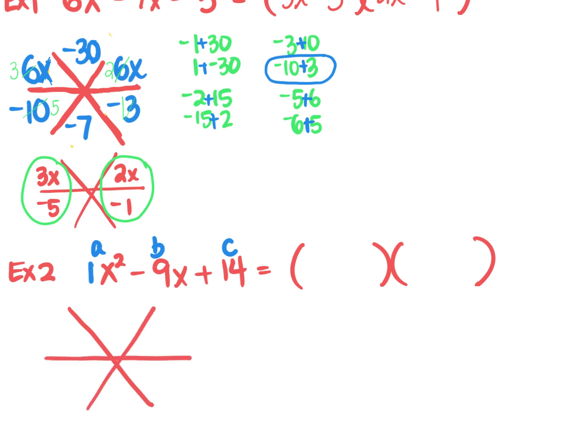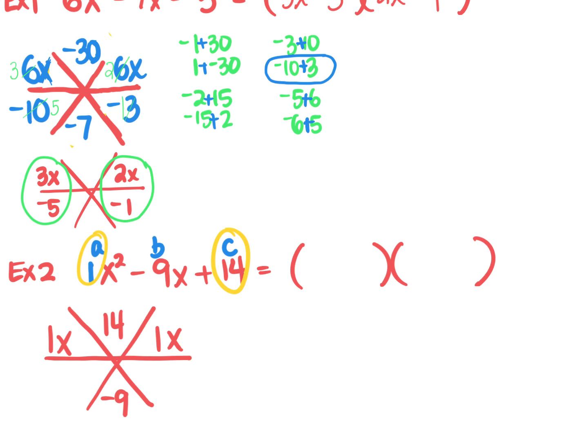And where does the a go first? Well, it's 1x squared, so that's something times itself. So 1x and 1x. Then we do the b term. The b term goes on the bottom, so that would be -9. And then we do the top, and the top is the combination of both the a and the c term together. So the combination would be combining the a of 1 and the c of 14. 1 times 14 is 14.